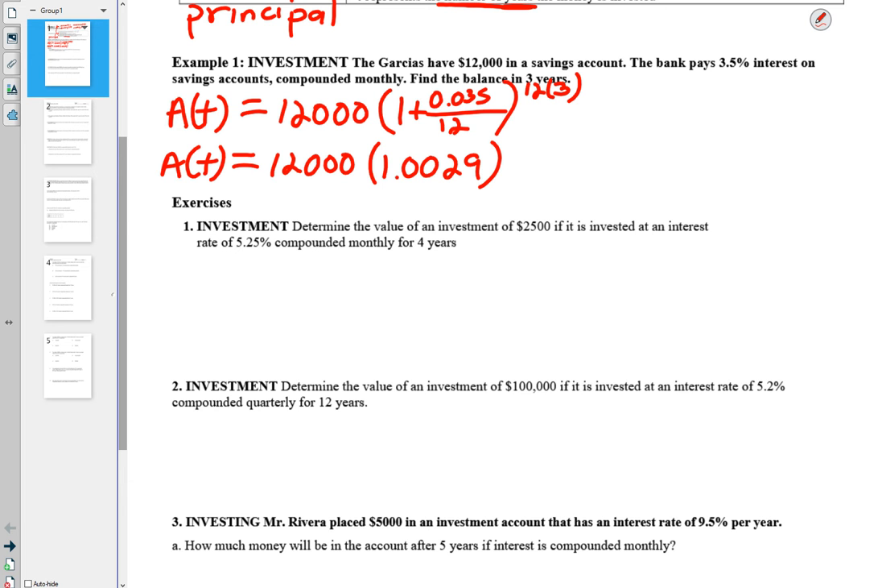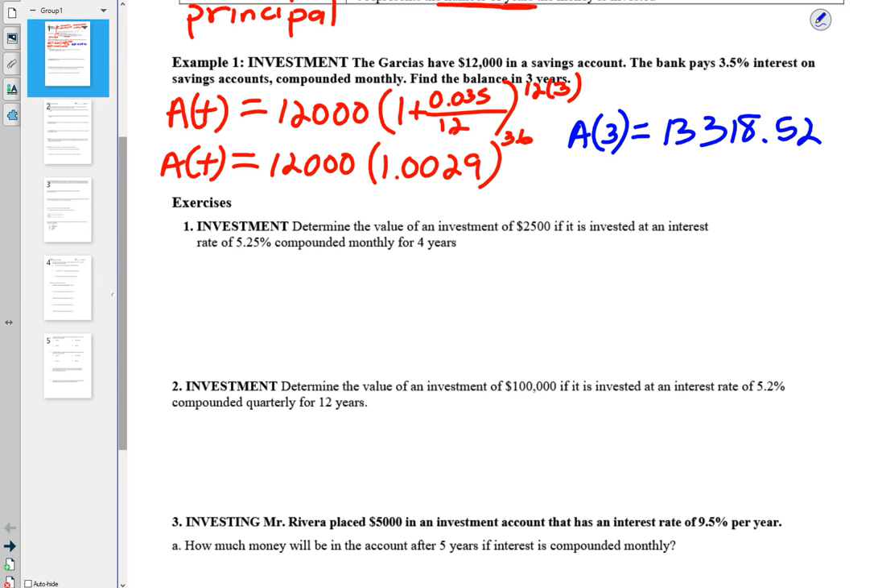And then what's 12 times 3? 36. So let's put that into the calculator. The amount that I would have after 3 years is equal to 12,000 times 1.0029 to the power of 36. I'm getting $13,318.52.